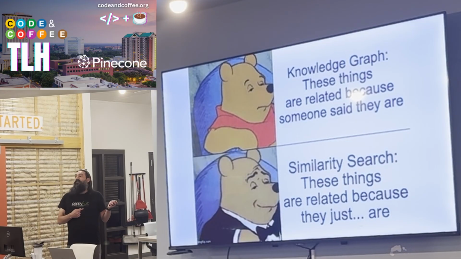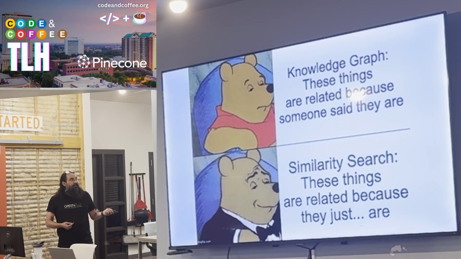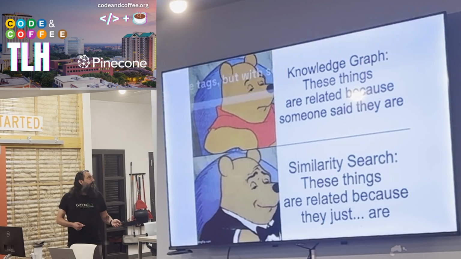So I love knowledge graphs. They're very powerful, but they're also a ton of work to make them useful in the first place. You have to store things properly and categorize it, whereas with similarity search, it just works.